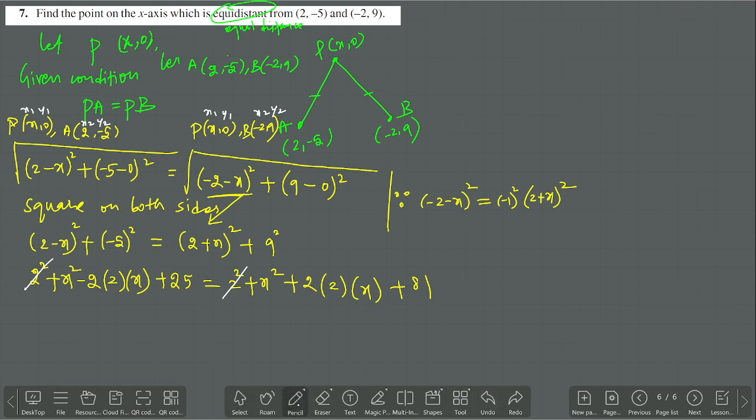Don't get confused with this cancellation. If you're not aware of this step, better you bring everything to one side, then do it. Can I do directly here? Right. Then x square, let me cancel. And this is minus 2 into 2 into x. This is plus 2 into 2 into x. Is it possible to cancel? No, it will become an addition. Because minus 2 into 2 into x, when I send it opposite, you will get plus 2 into 2 into x. Do you understand? It should not cancel, it will become an addition.